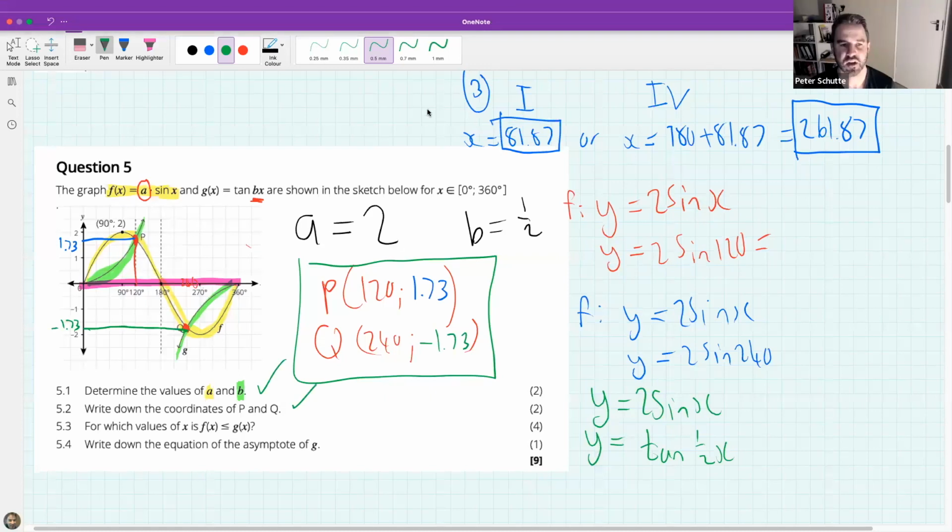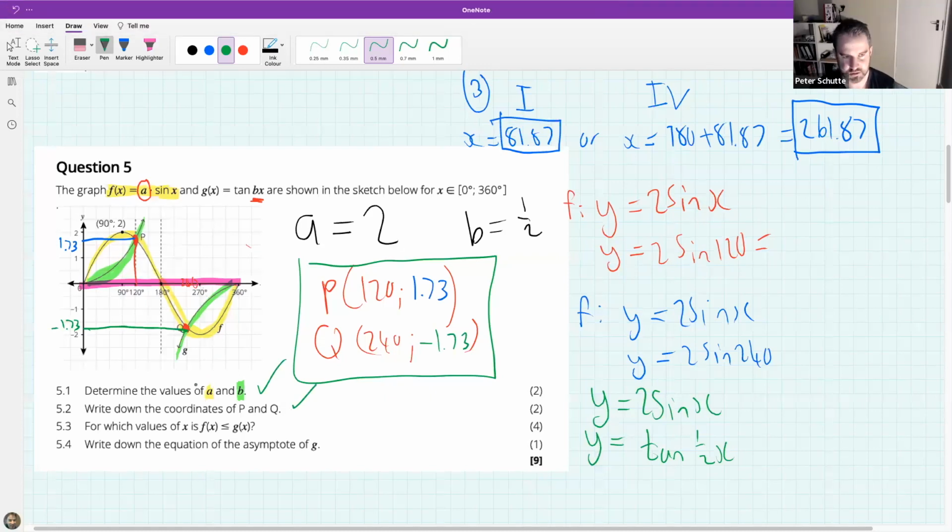Now, next question. For which values of X, so if we look at the drawing here, the pink stuff, is f of X less than or equal to g of X? So when we think about what that means, F was the yellow graph. We're saying for which pink values is the yellow graph below the green graph, or equal to. I'll just give you that hint. F is the yellow graph, and we want to know when the yellow graph is below the green graph.